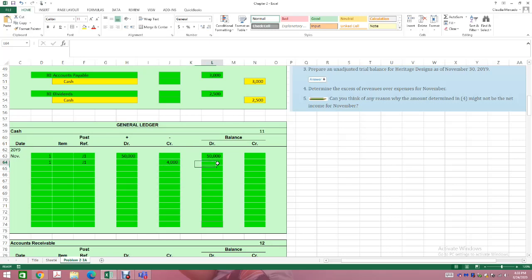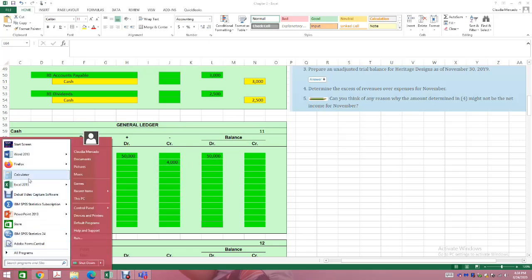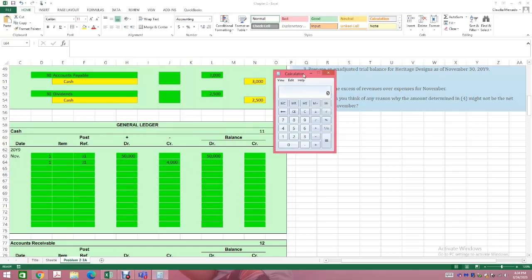Now I need to calculate my ending balance. So we have to get our calculator out. I had $50,000 in the bank, and now I need to subtract $4,000. That means I have $46,000 left in the bank. That is a positive number, so your balance will be a debit, which is a positive.